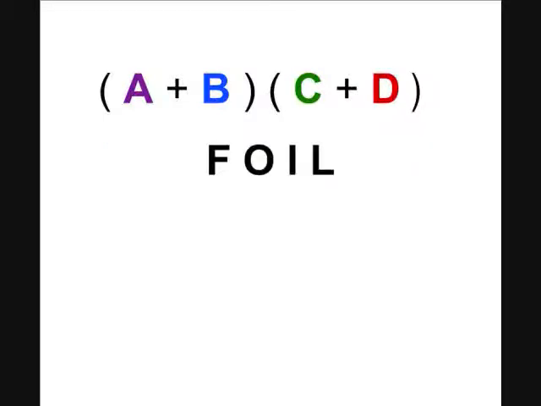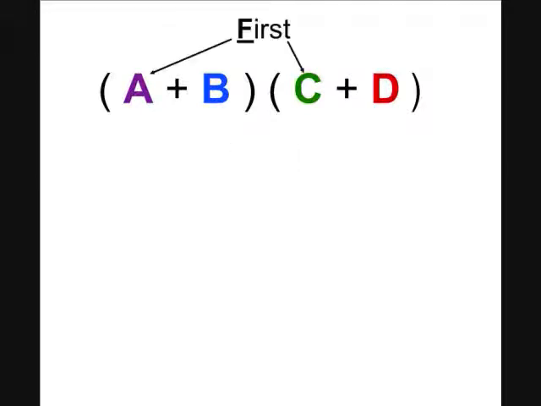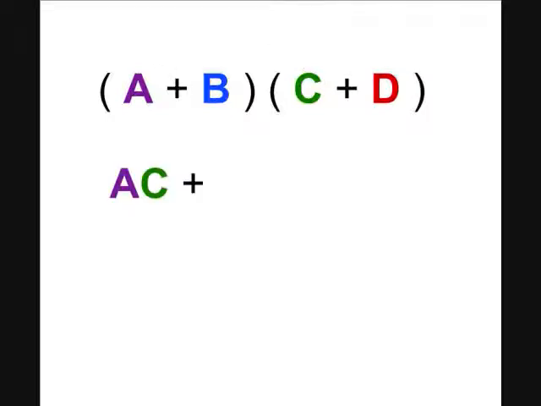So remember, FOIL is F-O-I-L, and this is just an acronym for what parts of the equation we need to multiply together to expand the equation. So of course we go in order and we start with F, or first. So we're going to multiply the first values on each side, or A times C. So we get the quantity A times C.